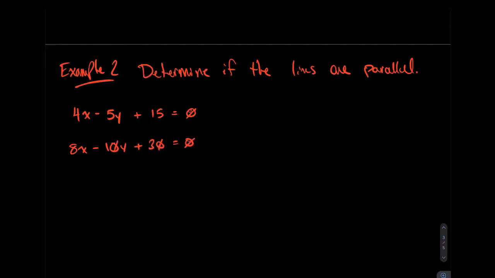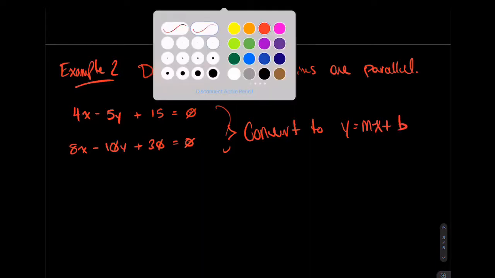With these ones, you're not going to know right away if they have the same slope. We need to convert to y equals mx plus b, the slope-intercept form. So I'm going to call this one 1 and this one over here 2, and we'll do 1 first.